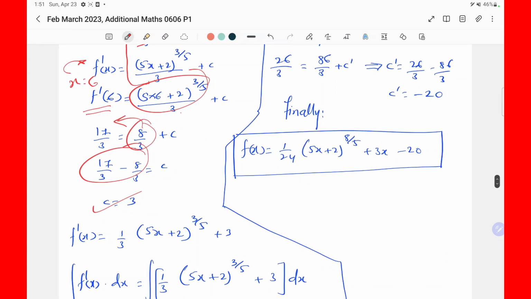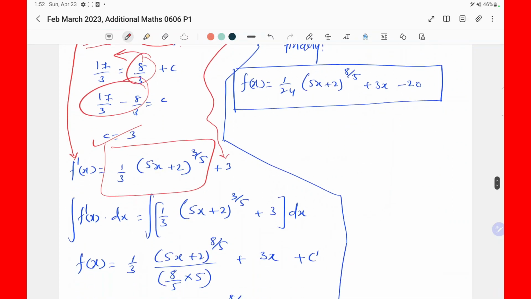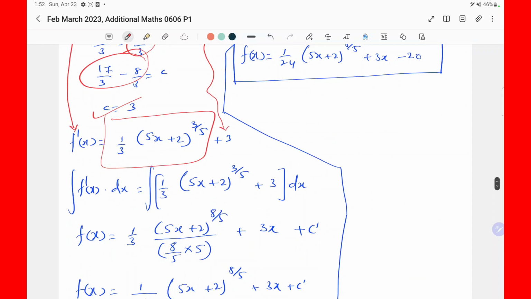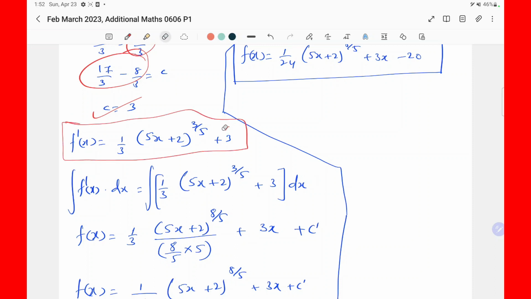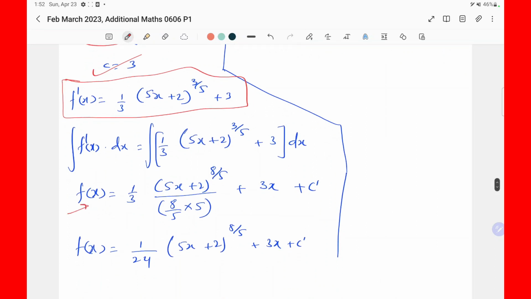So finally your f dash x will be (5x + 2) to the power 3 over 5, divided by 3, right? You can write 1 over 3, and plus c you can write as 3. So this is my f dash x, okay? Now if you apply integration again to this f dash x, then you will get f of x.